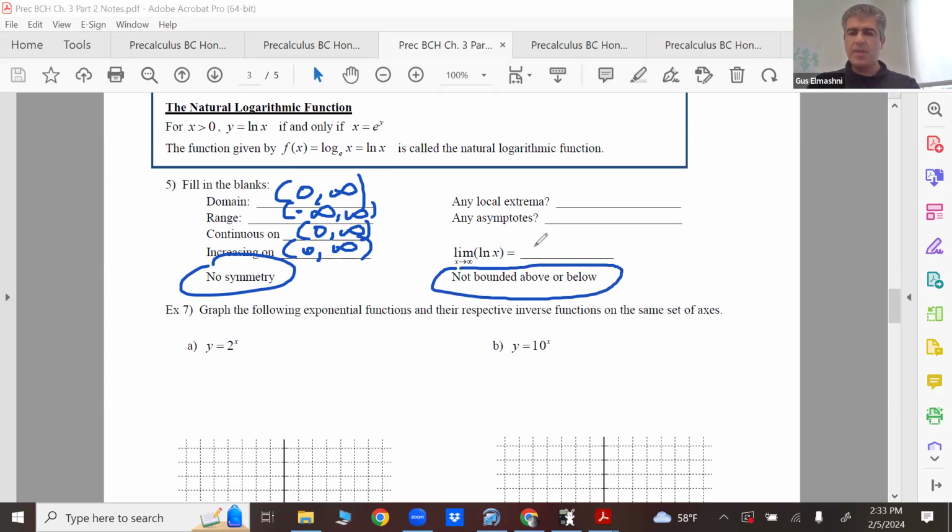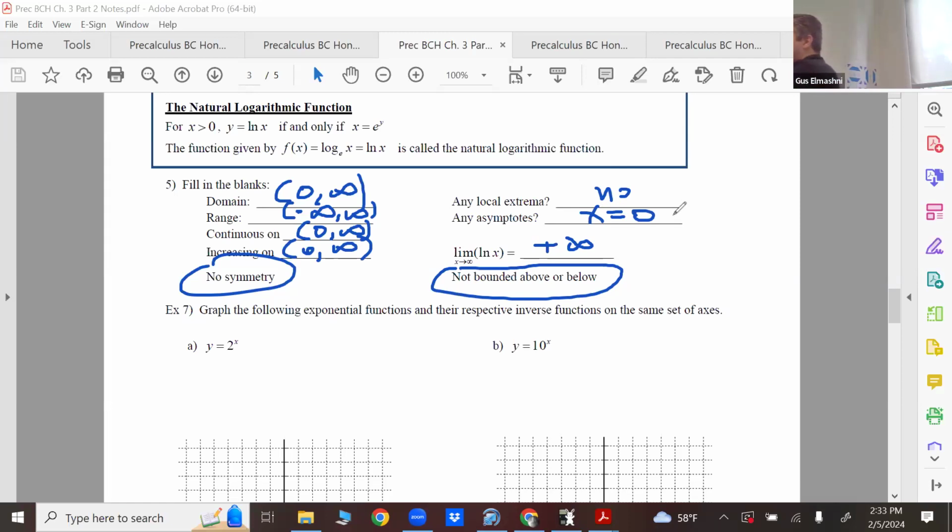As x approaches infinity of ln x, that's going to be positive infinity. It just keeps going up. Any local extrema? No. Any asymptote? Yes, x equals 0. There's a vertical asymptote. Hey, you, good. I should take questions. Fire away.